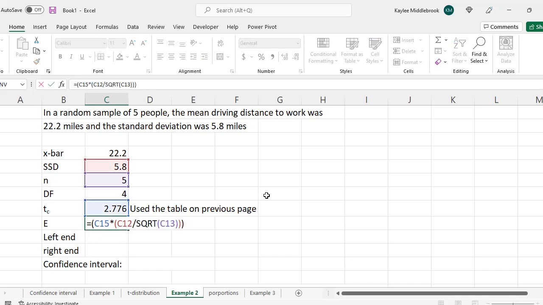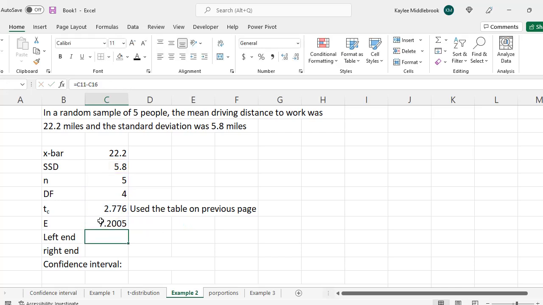So our error is going to be our critical value multiplied by the sample standard deviation divided by the square root of n, which gives us a value of 7.25. For the left end, let me go ahead and make that visible for you, and then the right end.